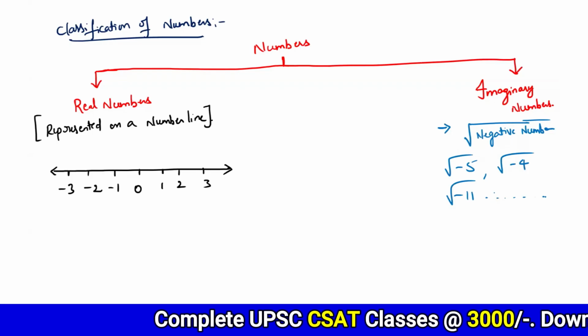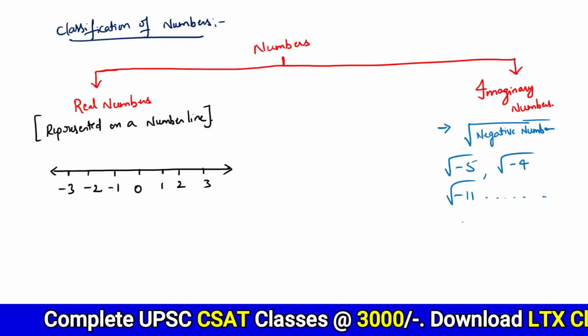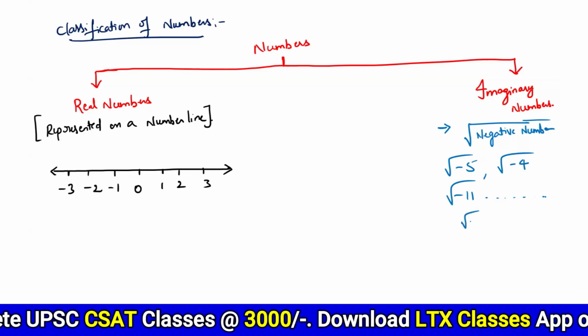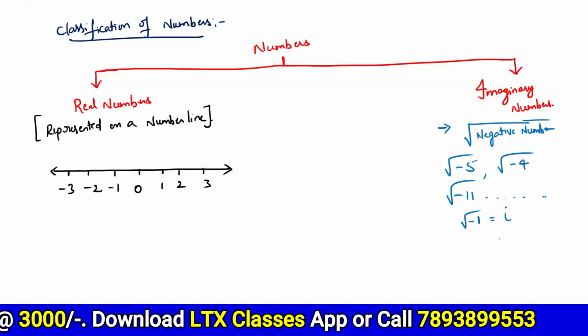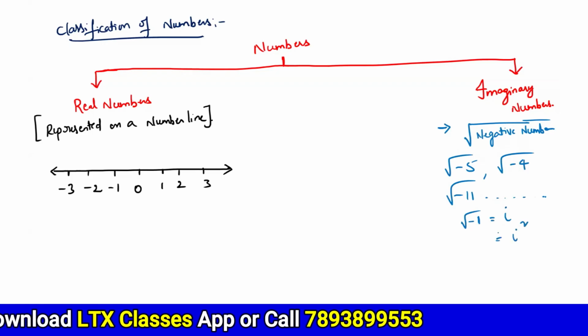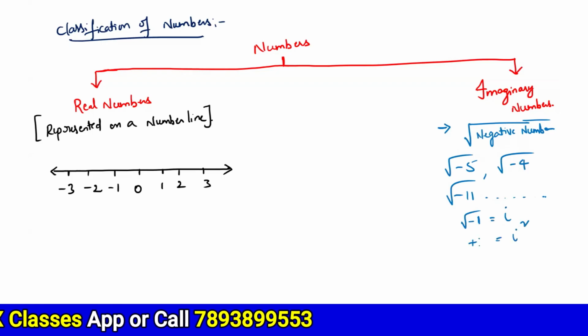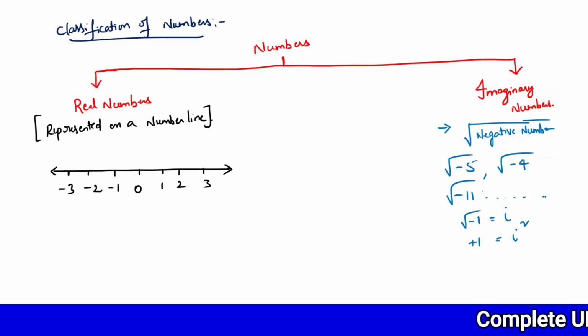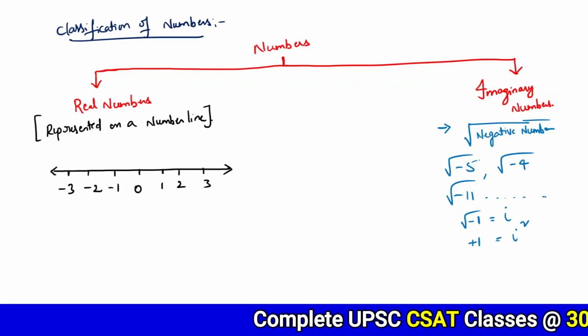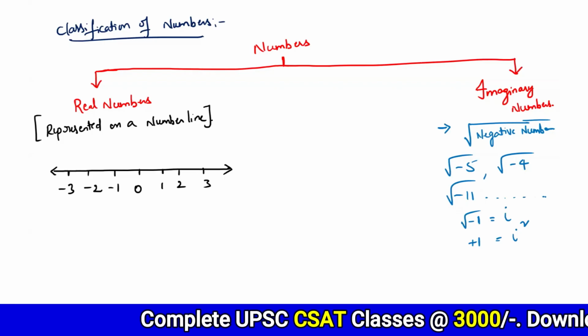Obviously, this root over -1 will be represented as i, where i is called the imaginary unit, or i square is equal to -1. So this is regarding imaginary numbers, but we will not discuss more about them. We have to concentrate on real numbers. Now, coming to the further classification of real numbers, I'm changing this slide.